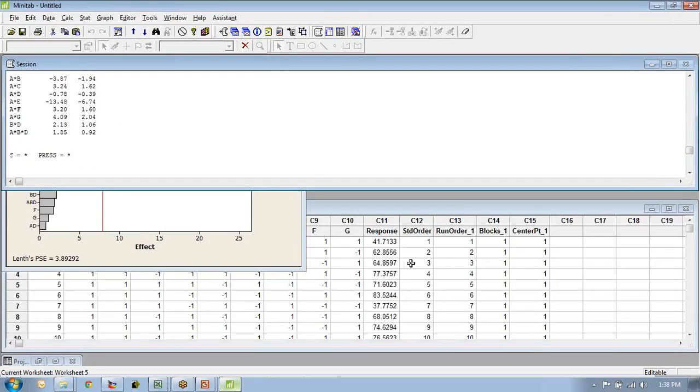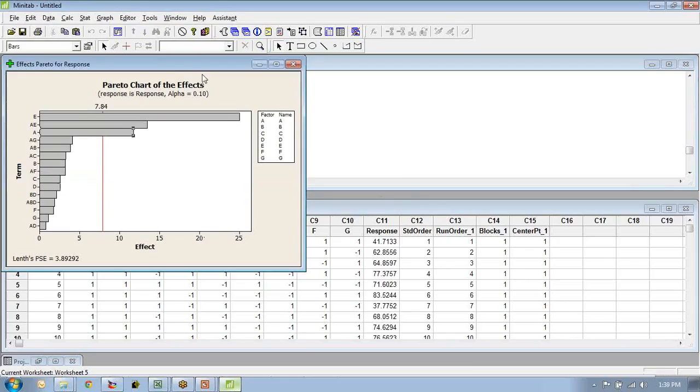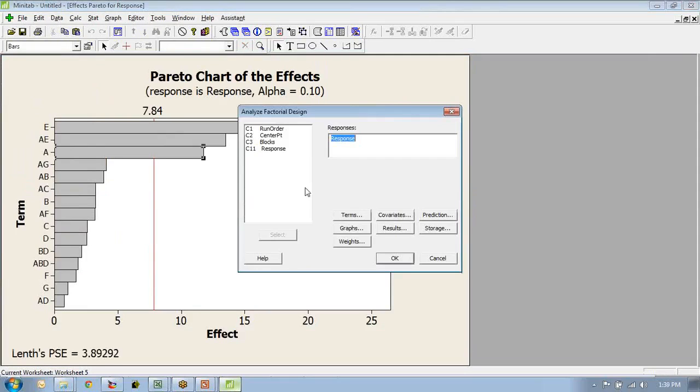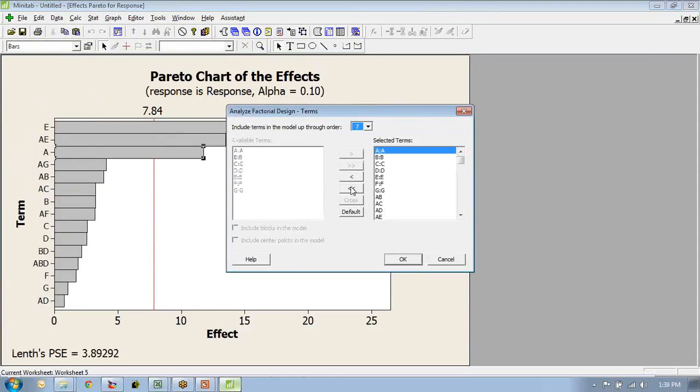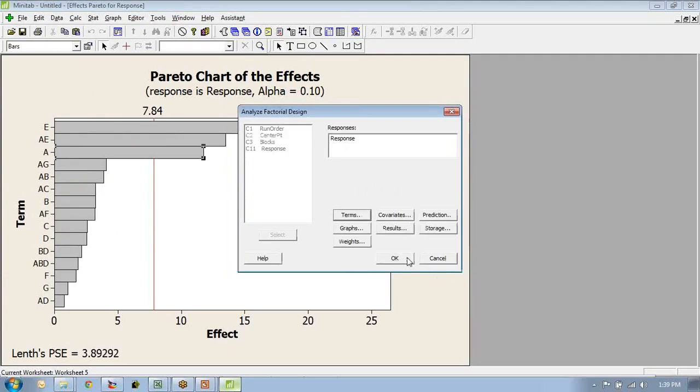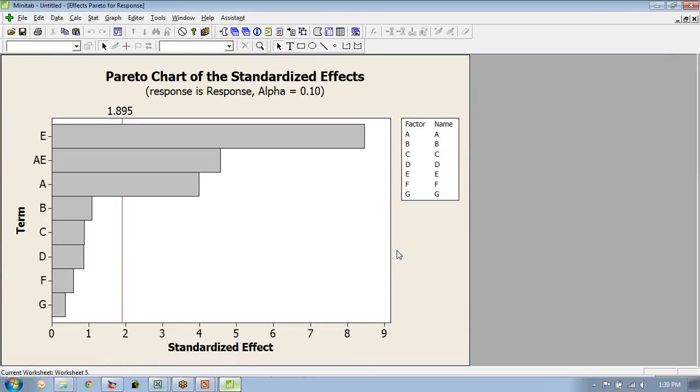It did a good job at finding the things that were important and eliminating most of the things that were not. Okay, we know the next steps would be to simply take this and eliminate all the terms except for the main effects and the AE interaction, and then we get that.